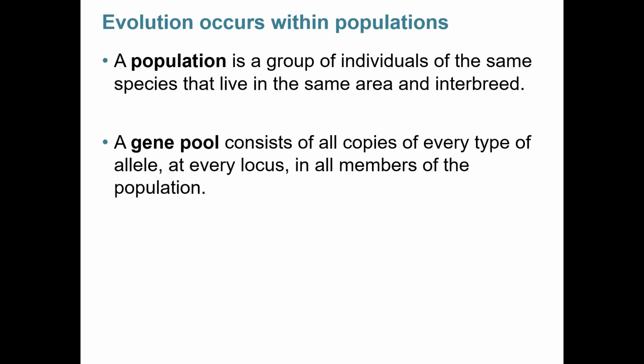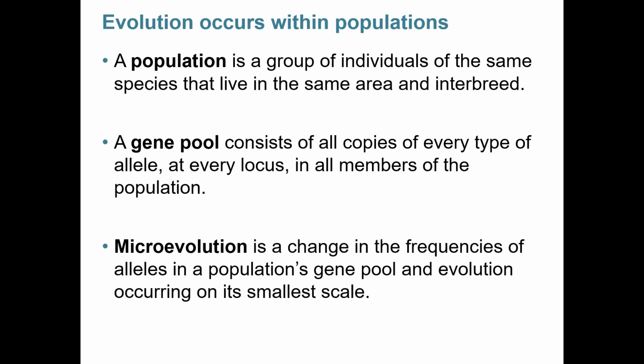A gene pool consists of all copies of every type of allele at every locus in all the members of the population, so all of the possible things that anyone might inherit. And we also connect this to a term called microevolution, which is a change in the frequency of alleles in a population's gene pool and the evolution that occurs on the smallest scale.